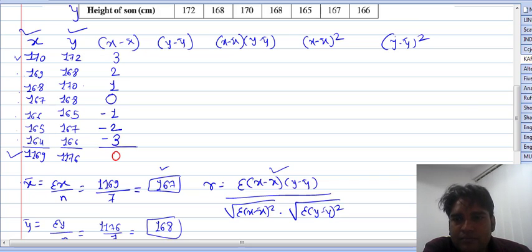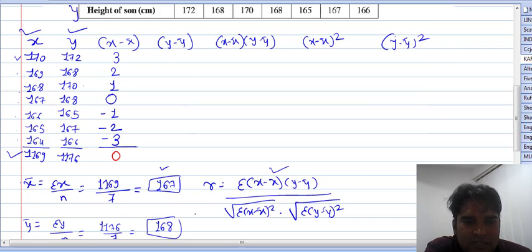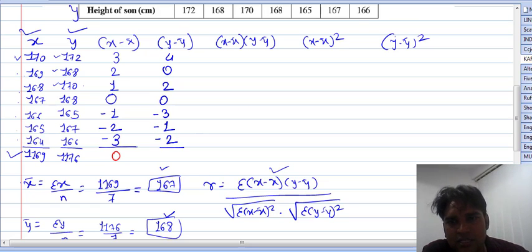Then after, same thing we would follow in the y minus y bar. See, y bar is given 168 and these are all the observations of y. So we have to deduct from the observation y. So 172 minus 168, it would come 4. Then it will be 0. 170 minus 168, 2. 168 minus 168, 0. 165 minus 168, minus 3. 167 minus 168, minus 1, and this will be minus 2. You can see this also comes to 0, right?